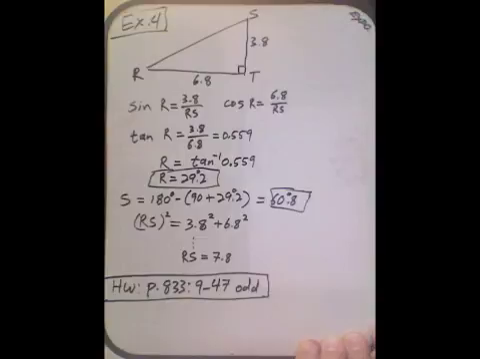That's really the hard part, because once we get there, we have 2 of the angles, and finding the third, we just have to remember that the angles sum to 180. Subtracting, we get angle S to be 60.8. And then finally, using Pythagoras, we can figure out the final side, RS, to be 7.8.